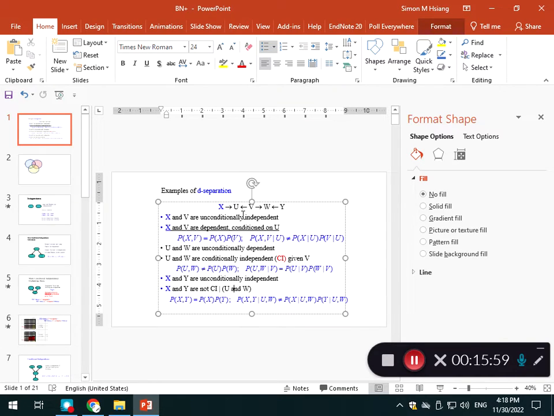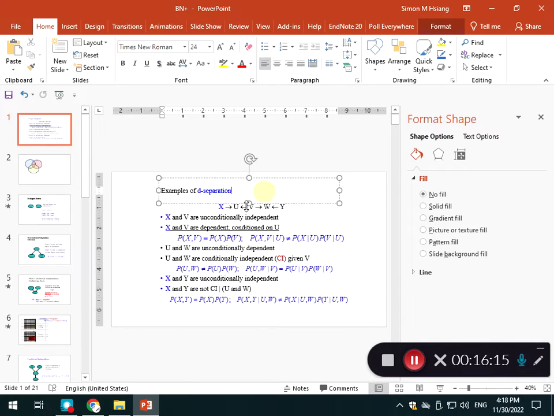Given U and W, P(X,Y given U and W) is not equal to P(U,W given X) and P(U,W given Y). Why? Because U and W have a common influence from B. Okay, now I'm going to talk about this.